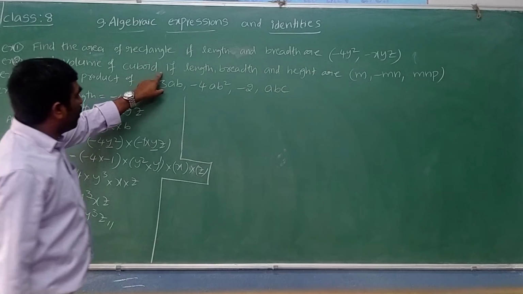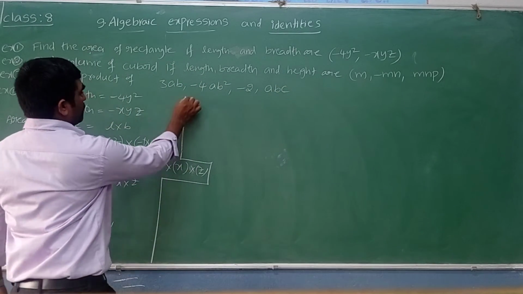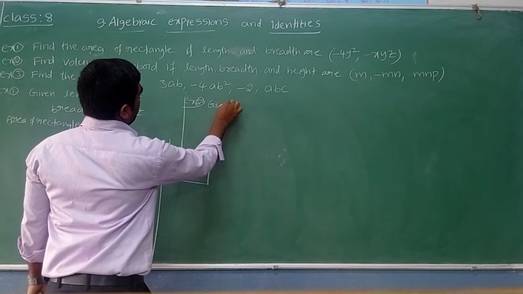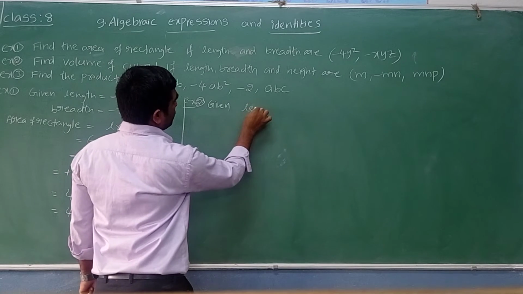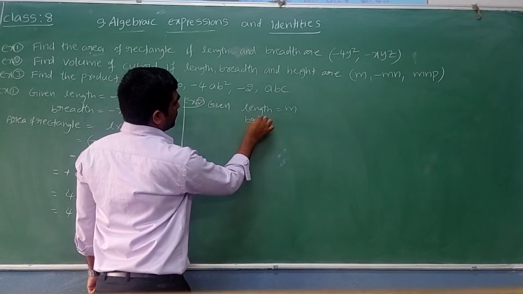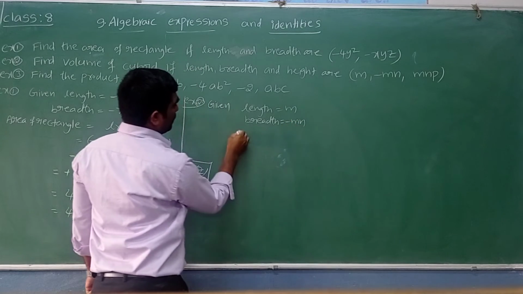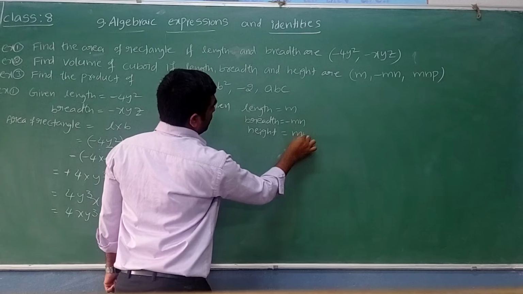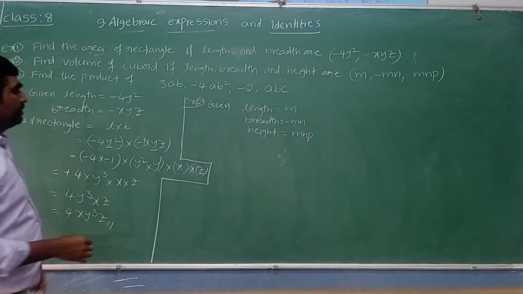Find the volume of the cuboid. They give length, breadth, height. First we write the given values. In the question they give length is equal to m, breadth is equal to minus mn, and height is equal to mnp. They are asking to find the volume of the cuboid.